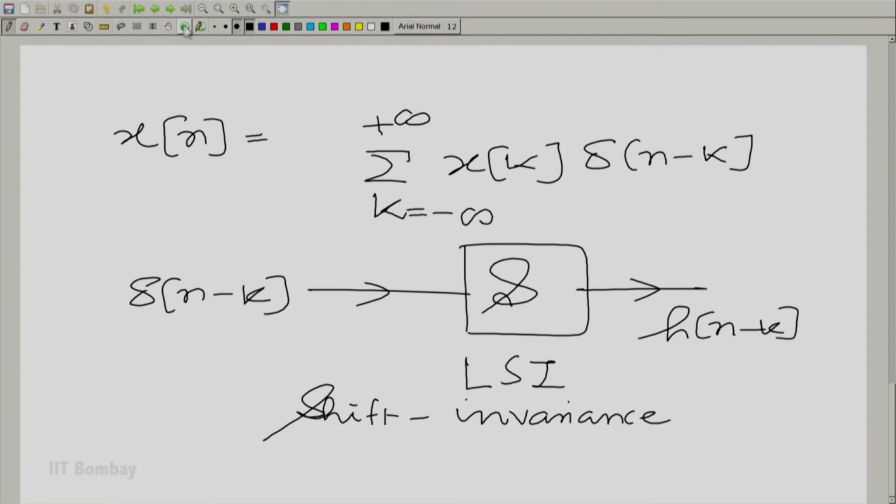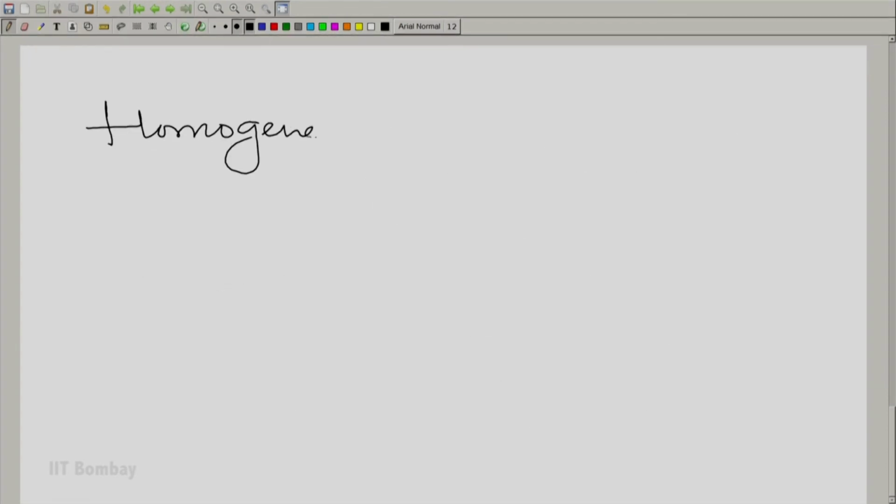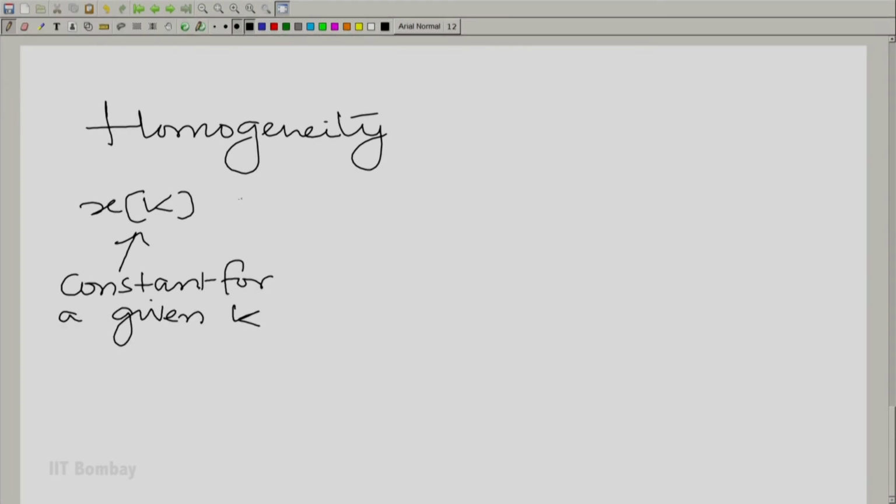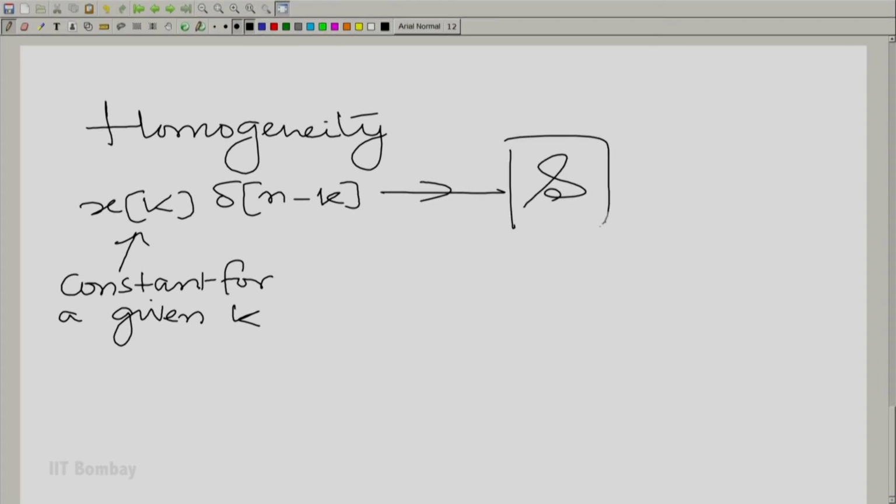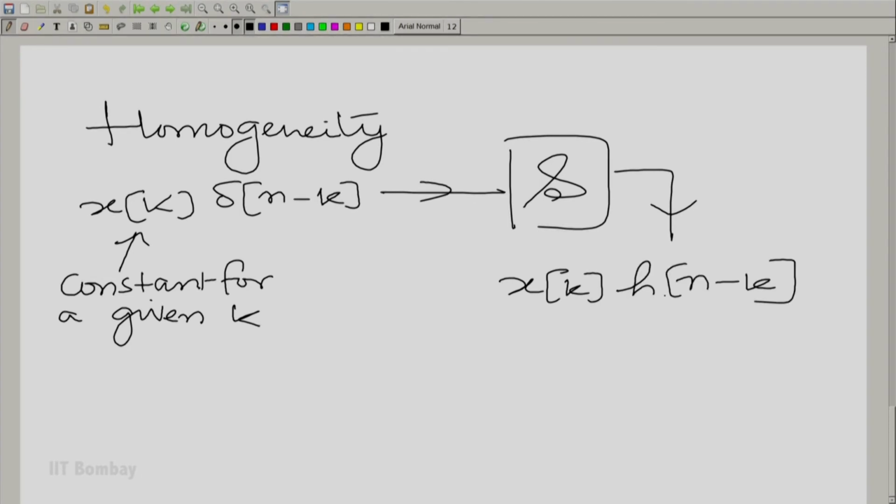Let us now invoke the property of homogeneity. That tells me that if I multiply, now remember, for a given k, x[k] is a constant, if I multiply delta[n minus k] by x[k] and give it to the same system, I expect the output to be x[k] times h[n minus k].